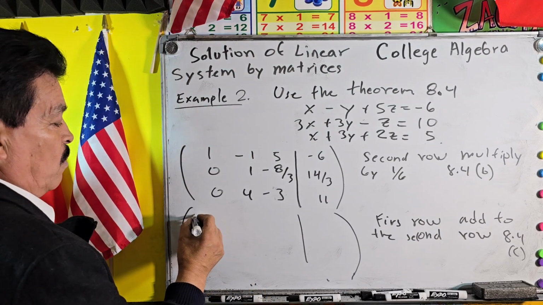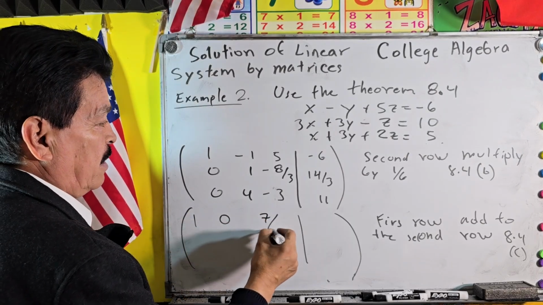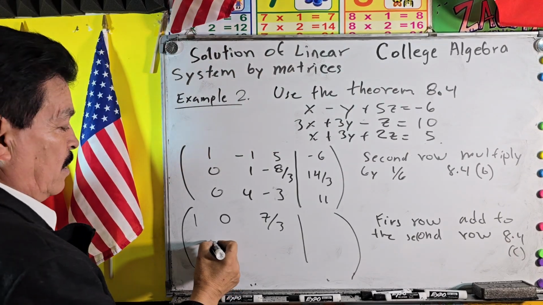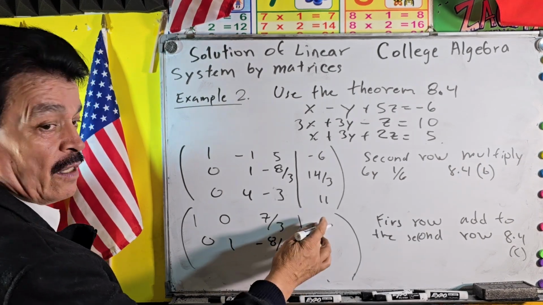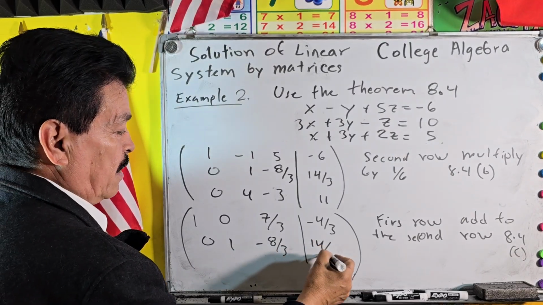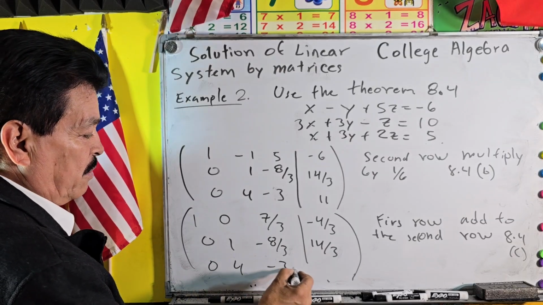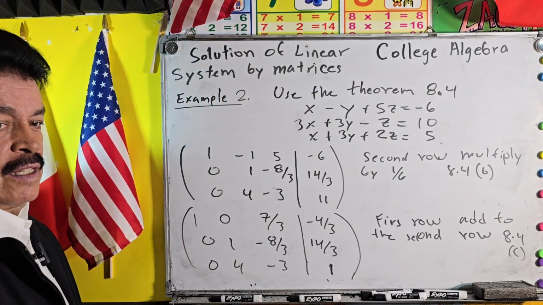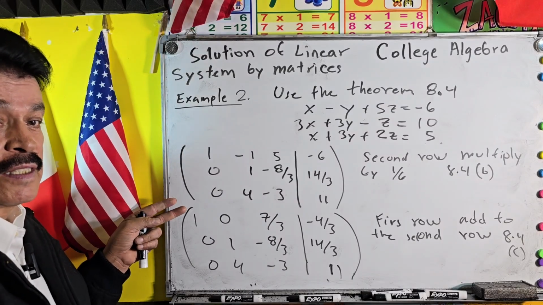We will have here 1 0 1 0, here 7 there, and 0 1 -8 there, and here right here is a -4 there, and then this 14 there. Then the third one is 0 4 -3 and 1 11, no, 1 11. So that's the process and this step.